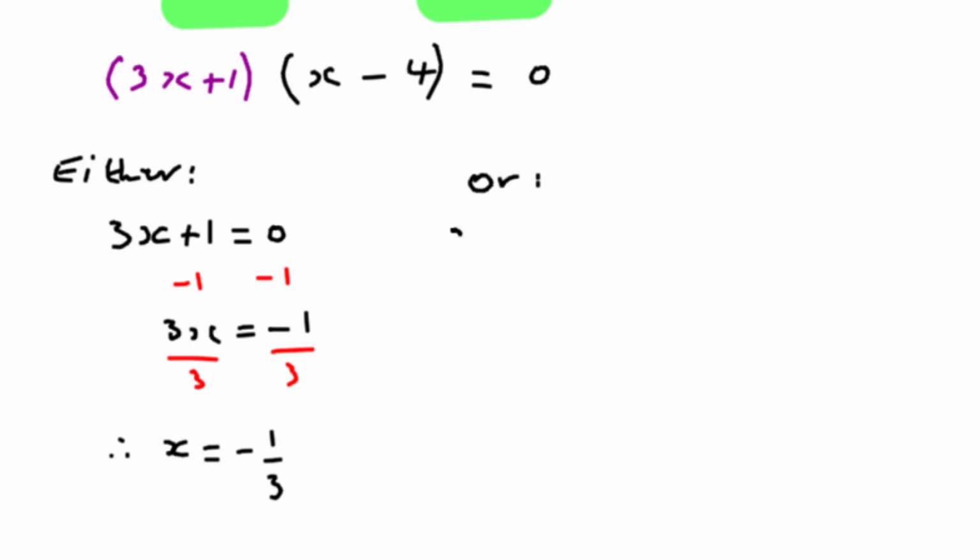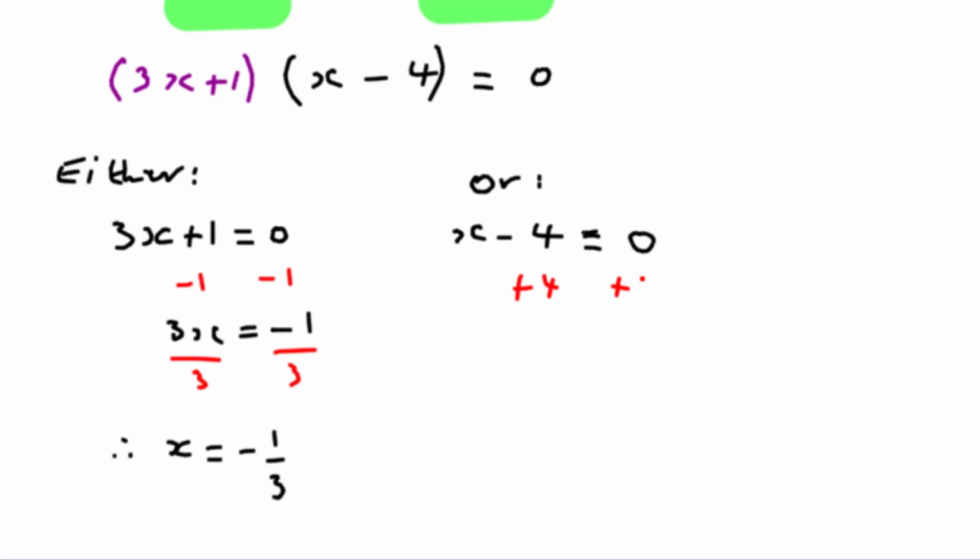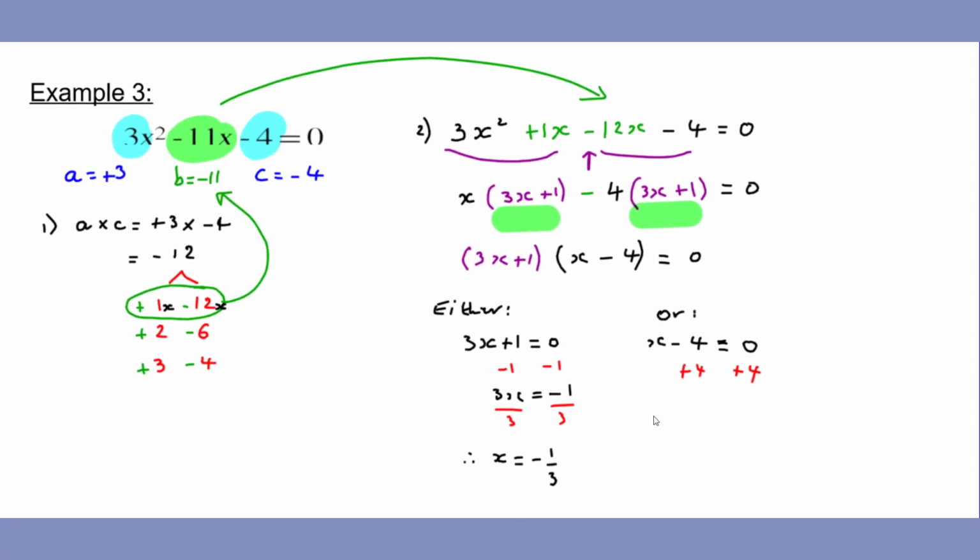The second possibility is you have the second factor equal to 0. So in our case, x minus 4 is equal to 0. Plus 4 on both sides to get rid of the minus 4 and keep the balance. That's what algebra is all about, really. Keeping the balance between the left-hand side and the right-hand side. And x equals plus 4. That's the second root and the second solution.